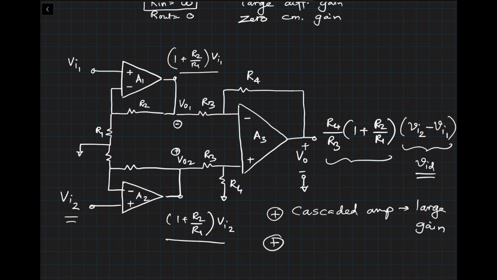Also, another positive is Rin is equal to infinity, because you are going into an op amp, you are looking inside the op amp terminal. Okay. What is the disadvantage of this circuit? So this circuit has a very prominent disadvantage. If you look at the particular example of common mode signal versus differential signal, I would like you to follow my train of thought.